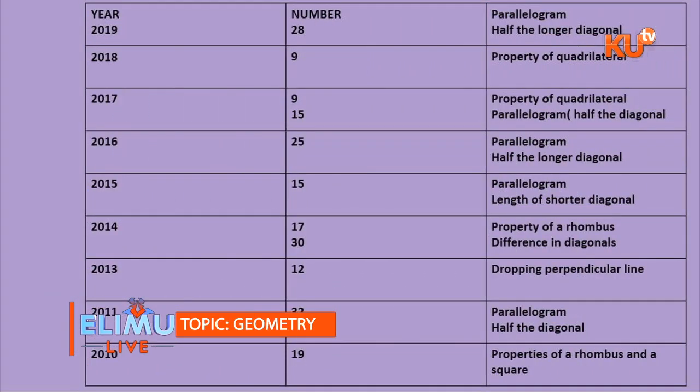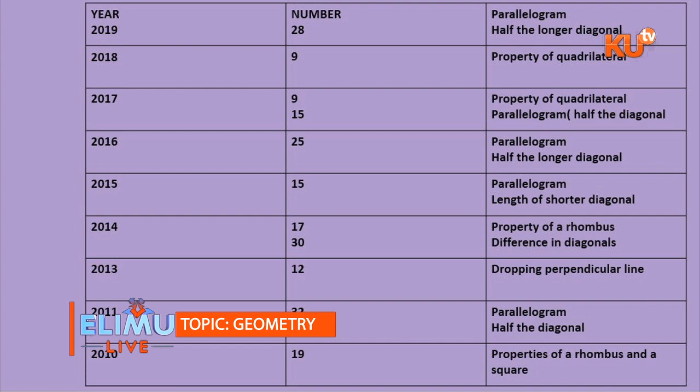Then in 2017, it was number 15, whereby you are expected to draw a parallelogram, and then you find half the diagonal. And then in 2016, it was number 25. This was also about a parallelogram. You are just asked to find half the diagonal. And then in 2015, it was question number 15.